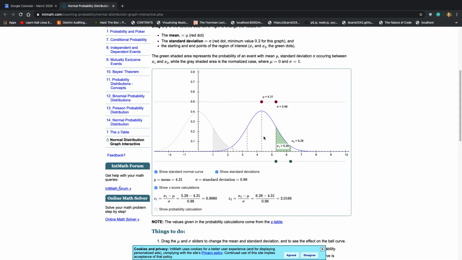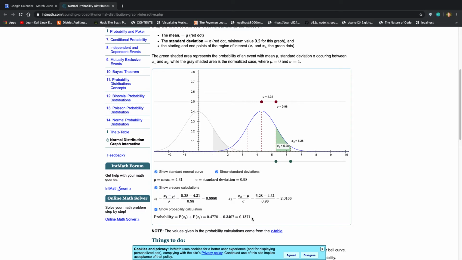Well, what if we could standardize that, where we always set the mean to be 0 and then set the standard deviation to be 1? Then we could just figure out that percentage, and that's what the z-table does. And if I click this, you can actually see the probability. You can use that to calculate the probability.